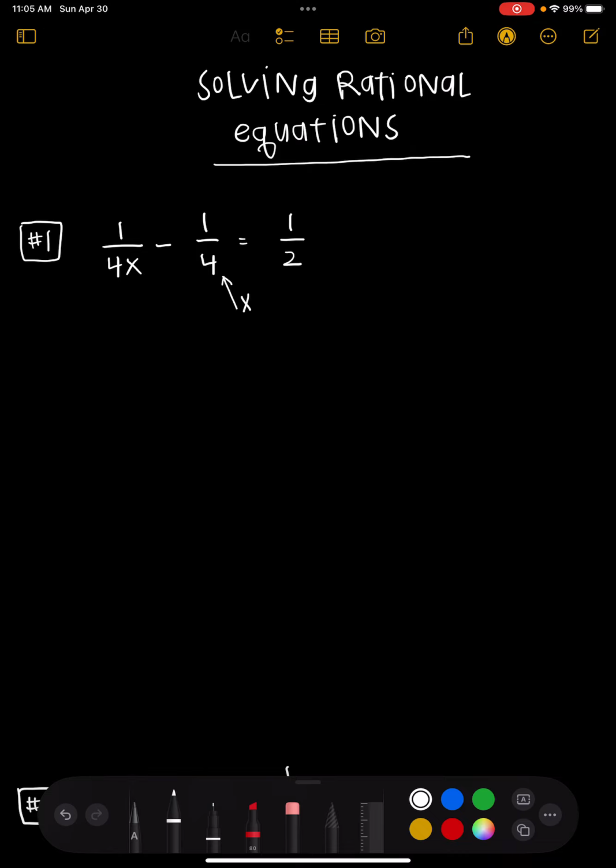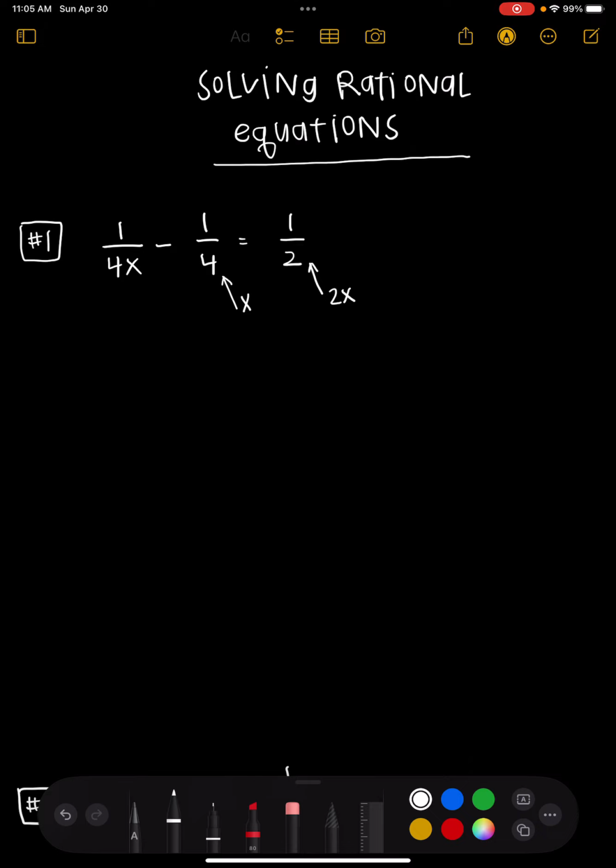To make this middle fraction 4x, I would just have to multiply by x, right? Because 4 times x is 4x. And then to get the last fraction to be 4x, I would multiply by 2x, because 2 times 2 is 4, and then times x would be 4x. So that's what we're going to do. We're going to multiply the middle fraction by x and the last fraction by 2x.